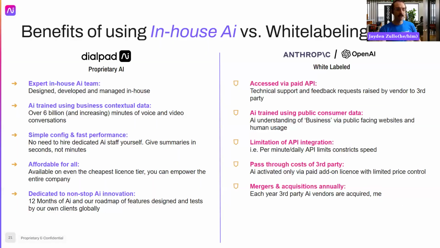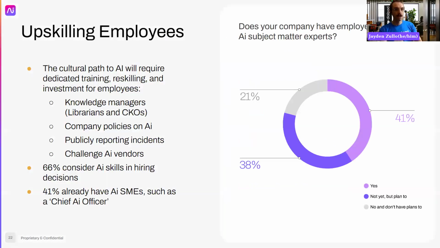But there are things to think about when you're interrogating the AI vendor you're researching. Over here, we spoke before about how to design a business case, but what about the people who are going to be managing this? What do we do around the human side? The research paper says that the cultural path to AI will require dedicated training, reskilling, and investment for employees. So the knowledge managers in your companies, the CAIOs, the librarians.